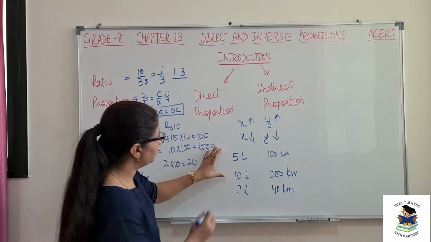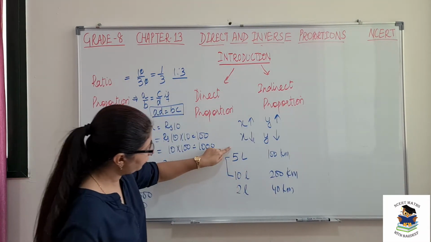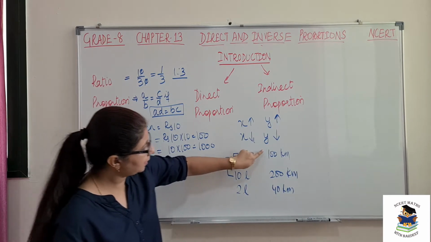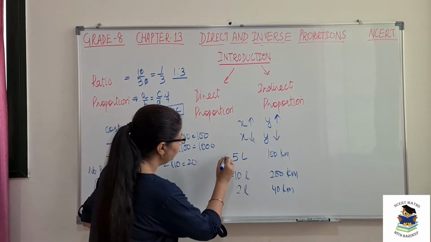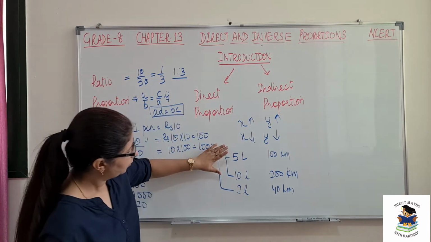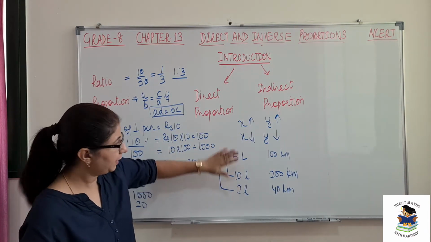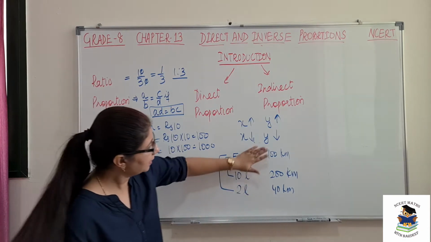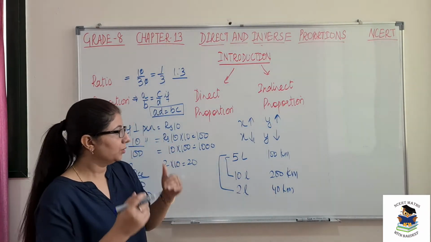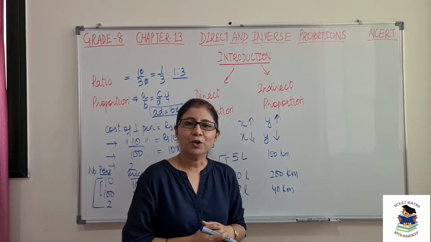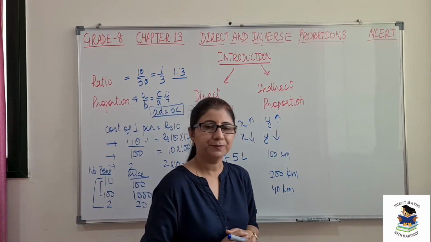So again you will compare these two values. If this value is increasing, this is also increasing. But if you compare these two, 5 to 2, if one quantity is decreasing, here it is 100 to 40, the second is also decreasing. So this means this data is also in direct proportion.